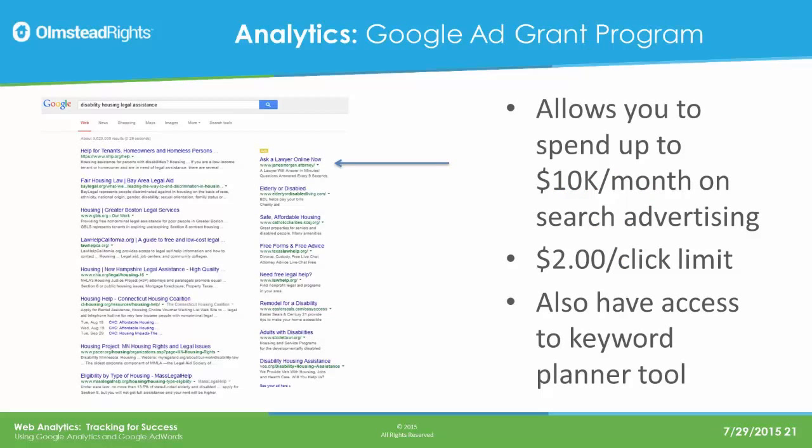The example of what that looks like in here: I've typed in disability housing legal assistance, and you can see all the different results. These are all what are considered organic. These are the ads. Sometimes there are 3 ads that appear at the top, but each one of these, they are paying on a per-click basis.